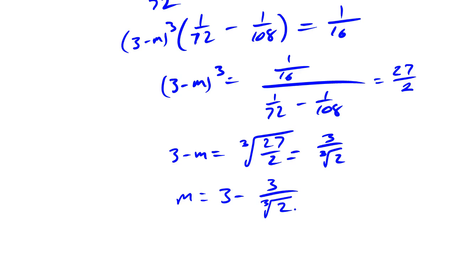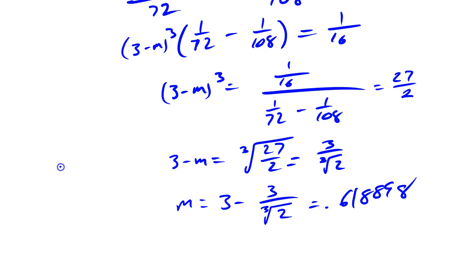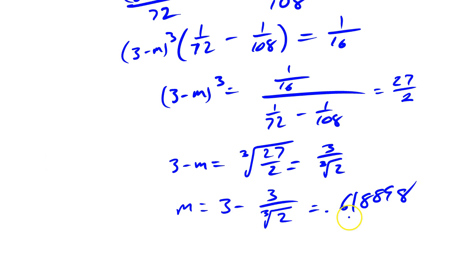Okay. And if I type that into my calculator, 3 minus 3 divided by 2 raised to the 1/3 power, I get 0.618898. Anyway, I think that's the answer.